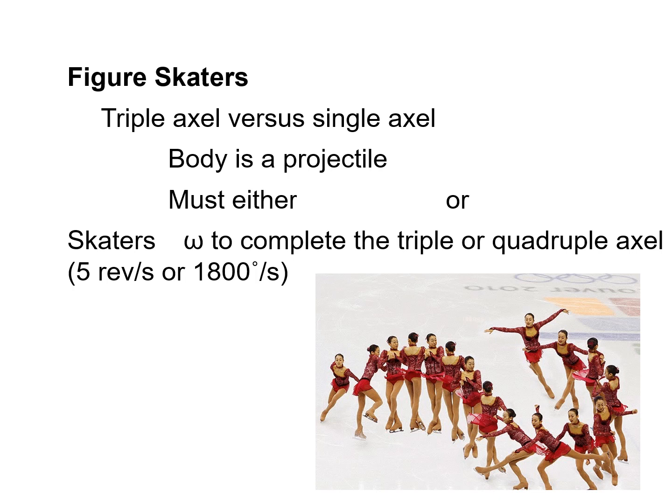A few other things to look at. If we're looking at figure skaters, the difference between a triple axle versus a single axle. In this, a body is a projectile. To increase rotation, we have to either increase the time in the air or the angular velocity. I hope that makes sense. What we're saying is if they want to complete 3 rotations versus just 1 while they're in the air, they either have to spin faster or stay in the air longer.